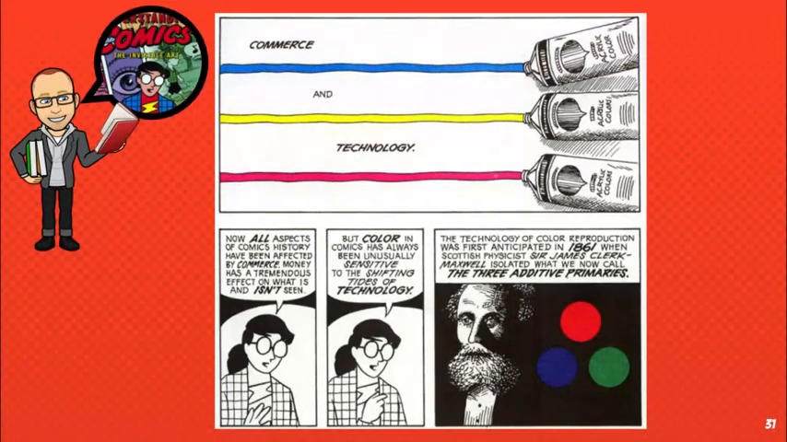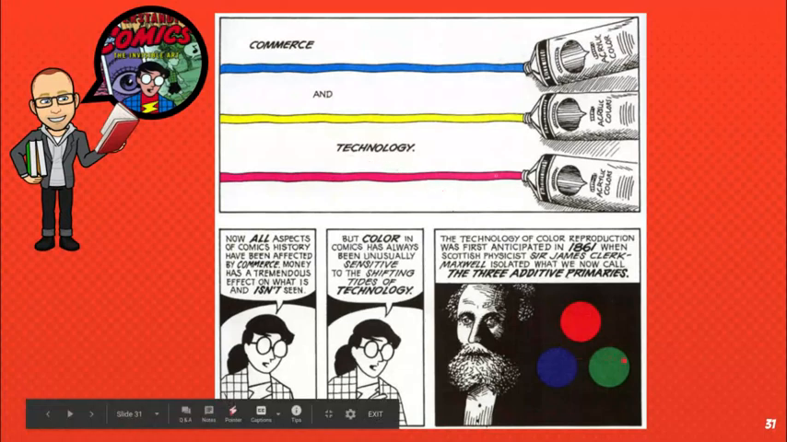Now, all aspects of comics history have been affected by commerce. Money has a tremendous effect on what is and isn't seen, but color in comics has always been unusually sensitive to the shifting tides of technology. The technology of color reproduction was first anticipated in 1861 when Scottish physicist Sir James Clerk Maxwell isolated what we now call the 3 additive primaries: red, blue, and green.